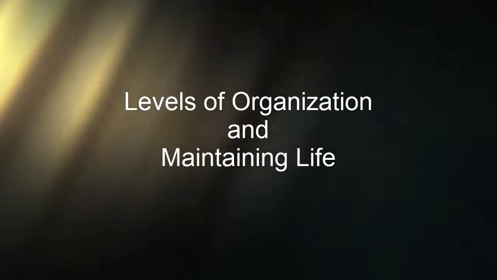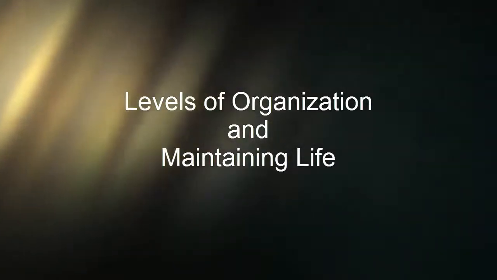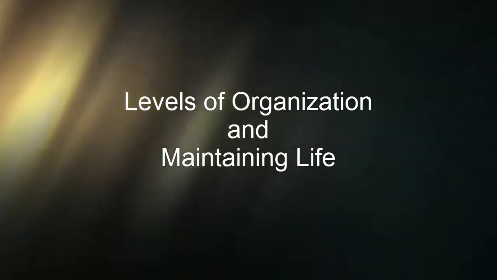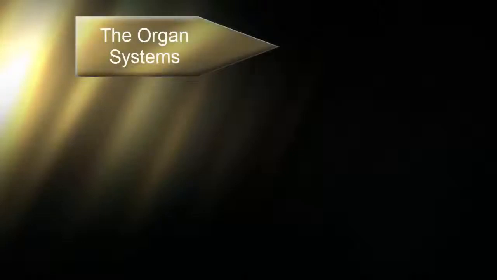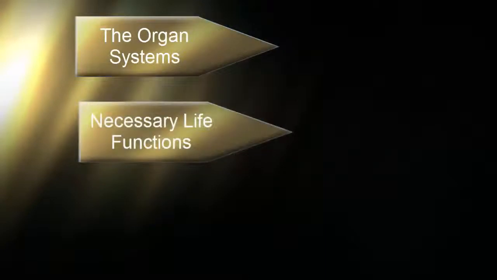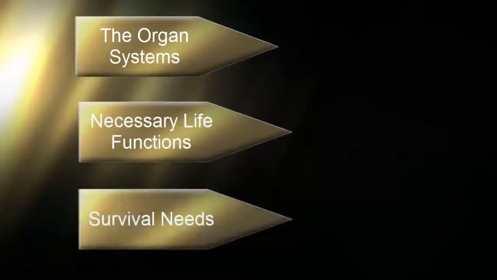The next two topics are for you to read on your own. We will be doing an in-class assignment that will require you to have knowledge of these topics. And the topics for self-study are the levels of organization from atom to organism and maintaining life. Included in maintaining life is a study of the organ systems, a discussion of necessary life functions, and survival needs, and an understanding of the interrelationships between organ systems.